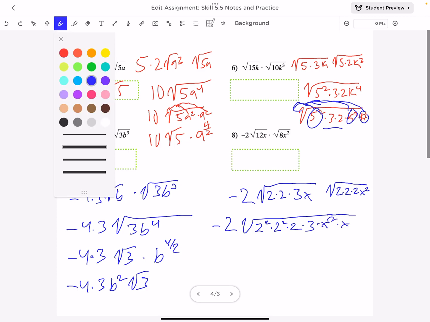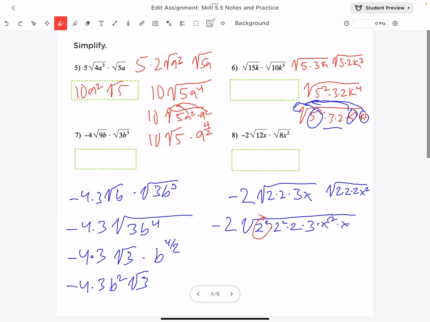And then once again, I look for all my squares. This comes out, that comes out, that comes out, and then I have 2 times 3 times x left over.